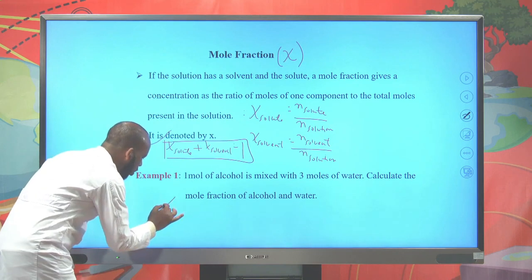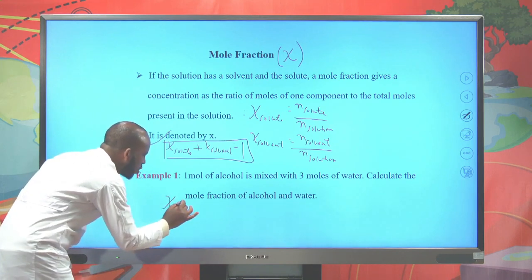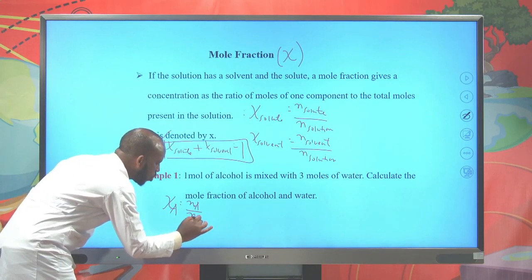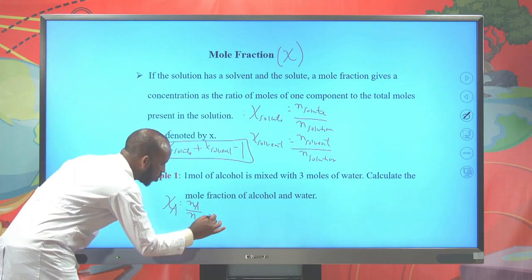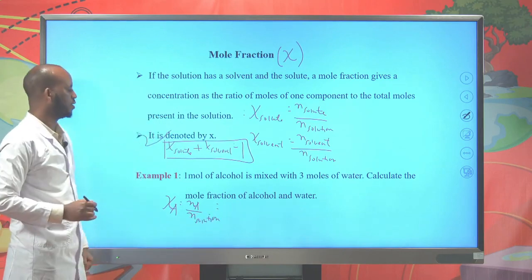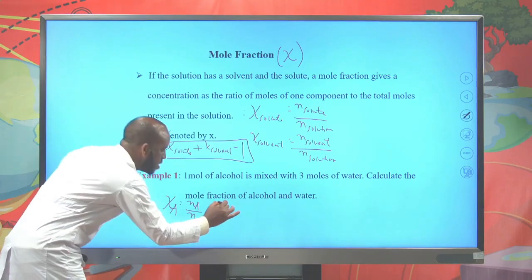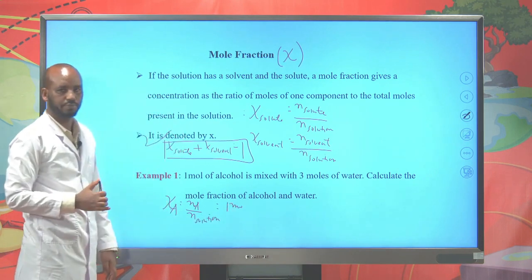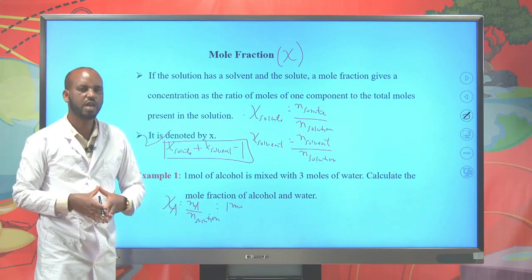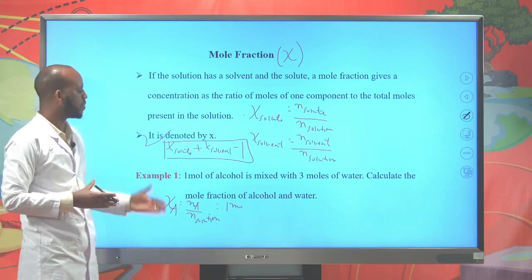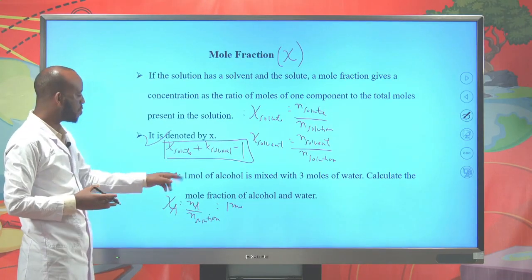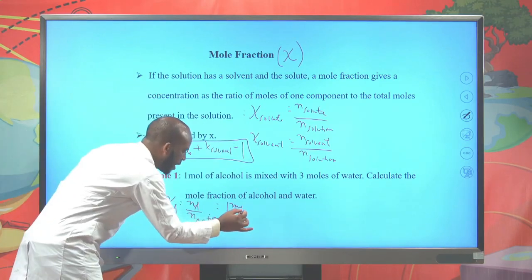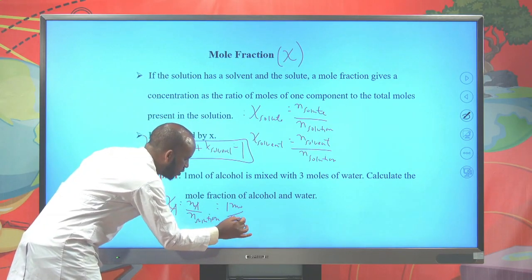Mole fraction of the solute, mole fraction of alcohol, equals number of moles of alcohol divided by number of moles of solution. Number of moles of alcohol is 1 mole, divided by number of moles of solution. Number of moles of solution is number of moles of solute plus number of moles of solvent, which is 1 mole plus 3 moles, is 4 moles. So 1 mole divided by 4 moles.